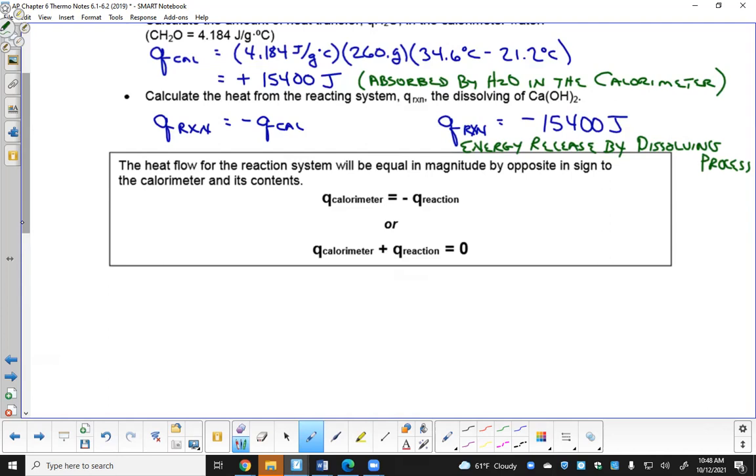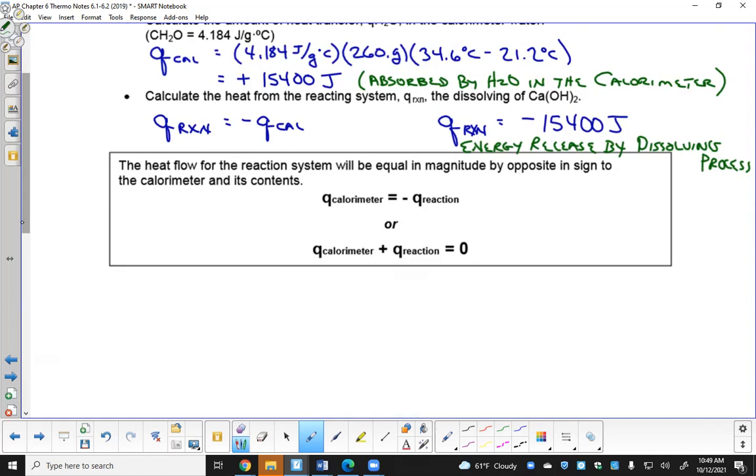The heat flow for a reaction system will be equal in magnitude but opposite in sign to the calorimeter and its contents. Again, the calorimeter and its contents are just the tool that we're using to figure out what the reaction is doing. So Q of the calorimeter is opposite to the Q of the reaction. I did the signs differently here, but it's the same thing. They have to be opposite signs, but equal magnitude.